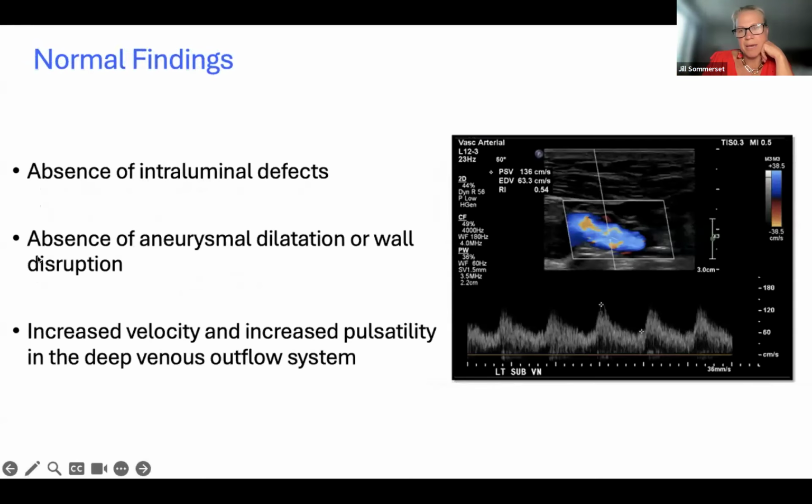We certainly want to make sure that there's no intraluminal defects. We look for aneurysmal degeneration of the outflow fistula. You know, we're cannulating this vein wall, and it's certainly subject to getting dilated. And so you can see here, this is a really nice low flow because we're coming centrally now. This is an arterialized waveform in the venous system.